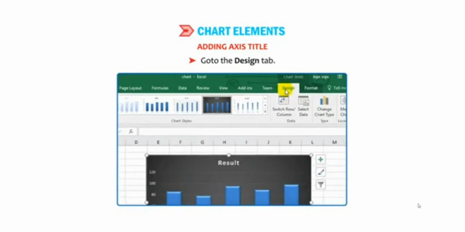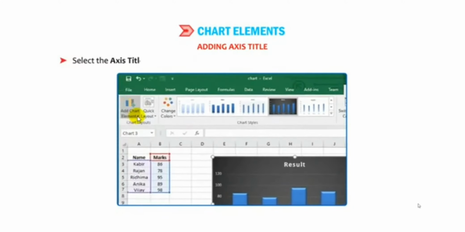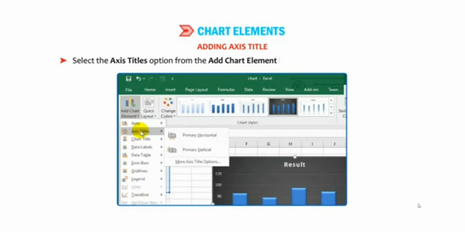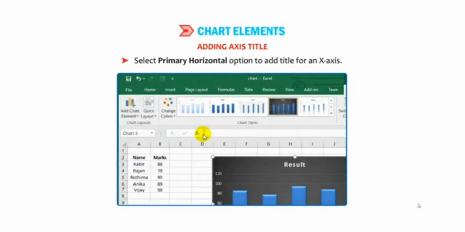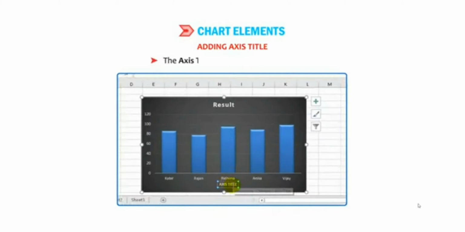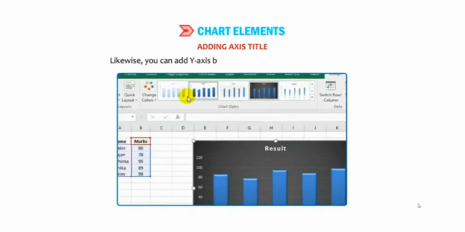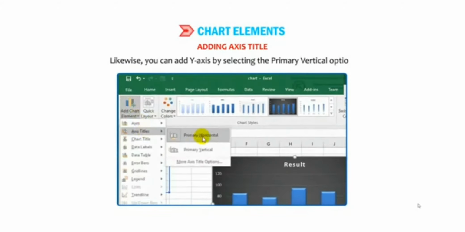Adding axis title. Go to the Design tab. Select the Axis Titles option from the Add Chart Element button in the Chart Layouts group. Select Primary Horizontal option to add title for an x-axis. The Axis Title box appears at the bottom. Type the text in it and then click outside the chart. Likewise, you can add a y-axis title by selecting the Primary Vertical option.